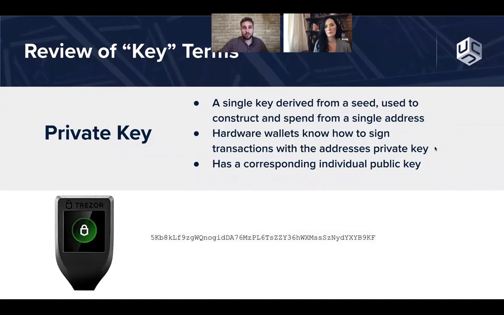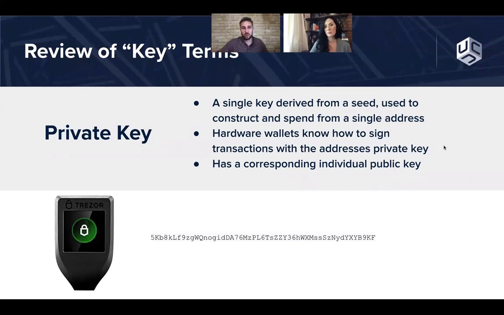An individual private key is a single key that is derived from a seed. The private key is used to construct and spend from a single address. It's indirectly used to construct the address because a private key has a corresponding public key, but the public key is what's used to build a Bitcoin address. A public key can be thought of as like a lock, and you can build a Bitcoin address from one lock, or you can build a Bitcoin address from many locks. The private key is the key to the lock. It allows you to spend Bitcoin.